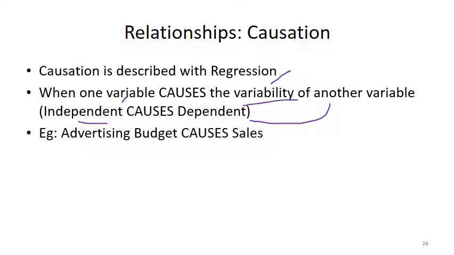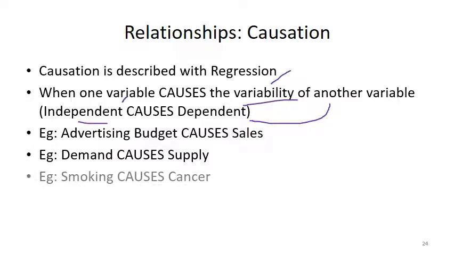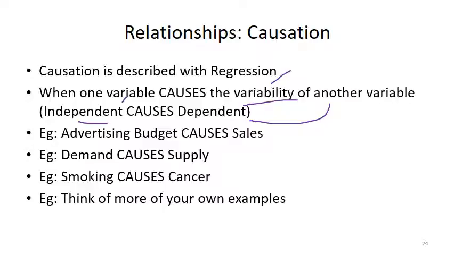For example, advertising budget causes sales, or you can also say that sales depends on how much we spend on advertising budget. Supply causes demand, or it could be the other way around. Smoking causes cancer, and you can think of more examples on your own. Now, usually when we want to hypothesize causation, we hypothesize using theory. So theory needs to guide us when we hypothesize causation. So please remember that.